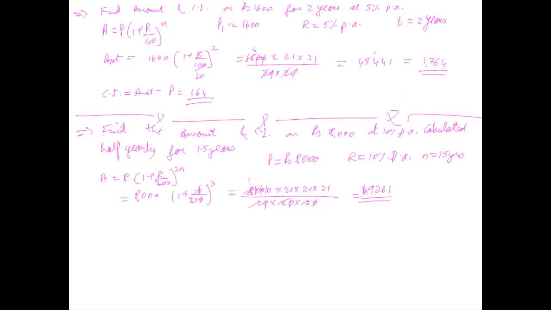That's the amount. So compound interest, children, accordingly would come out to be 9261 minus 8,000. That's amount minus principal. That's 1,261 rupees. That's the compound interest, children.